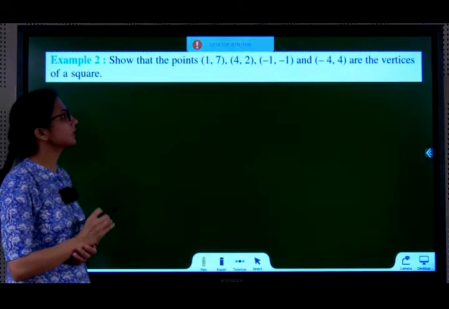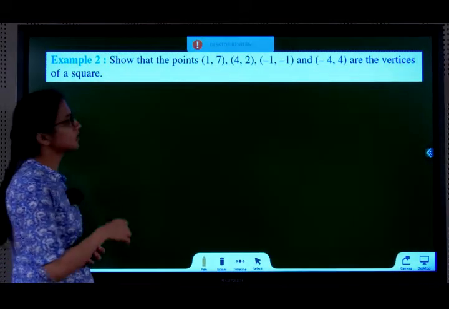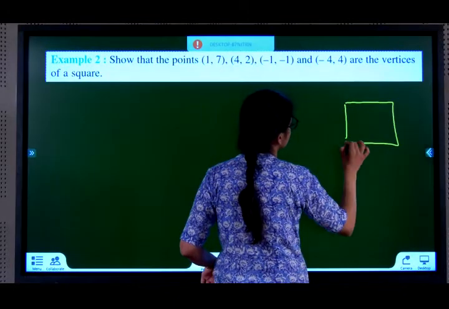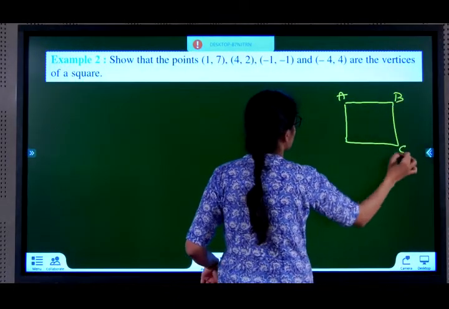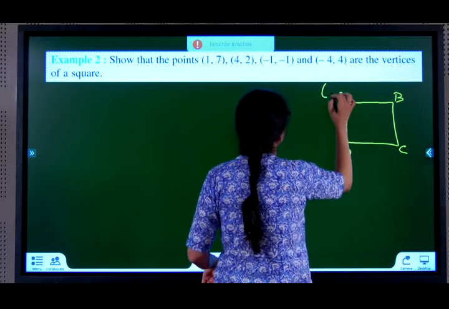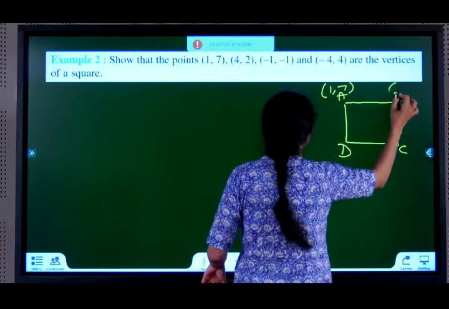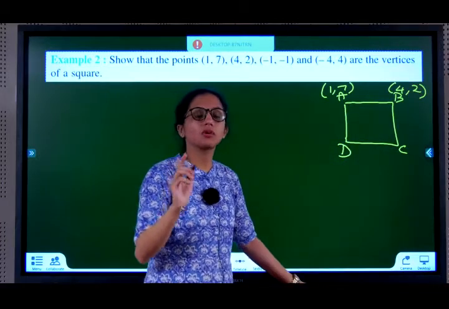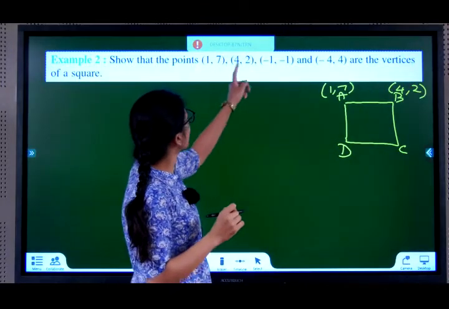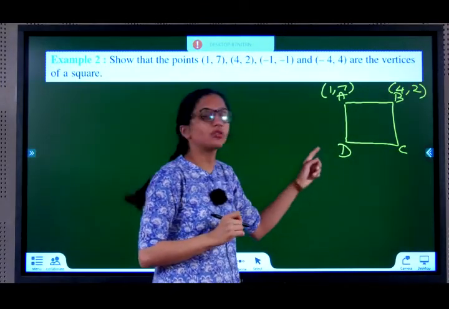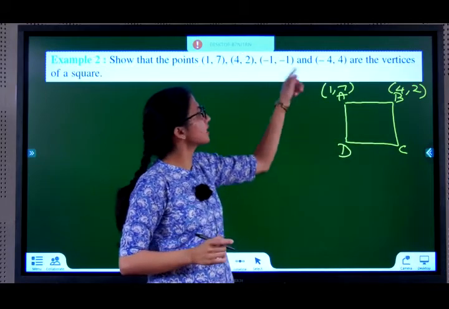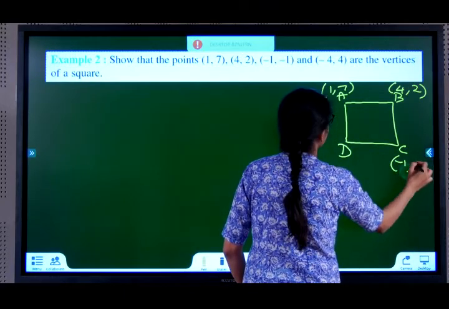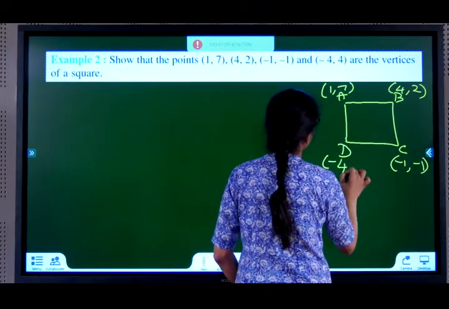Example 2, show that the points are the vertices of a square. So first we'll draw a square. A, B, C, D. A is (1, 7), B is (4, 2). If you directly go to D and write (-1, 1), wrong. You have to follow the order. A, B, C, D means you have to go A, B, C, D only. If you do A, B, D, C and change the order, you may not get the same answer. So please follow the order given in the question, (-1, -1) and (-4, 4).